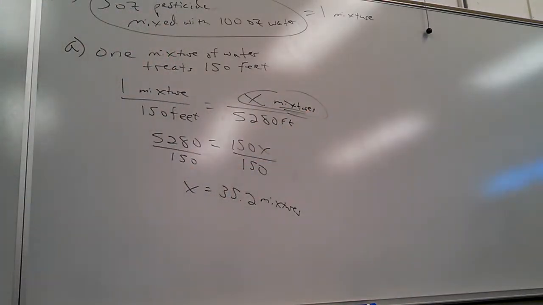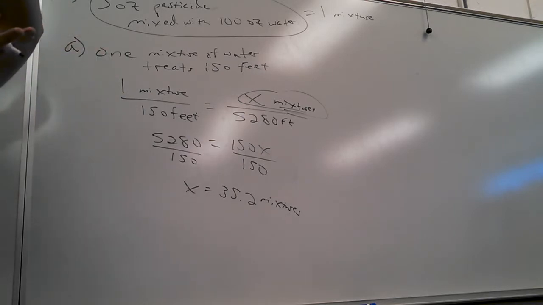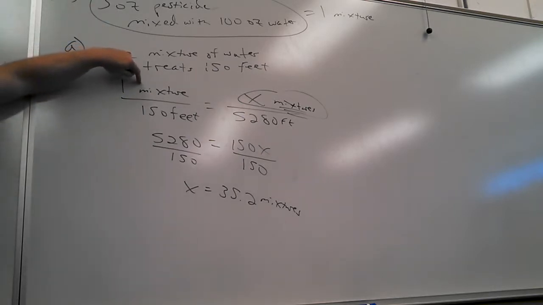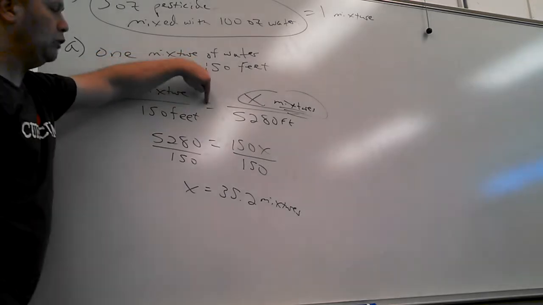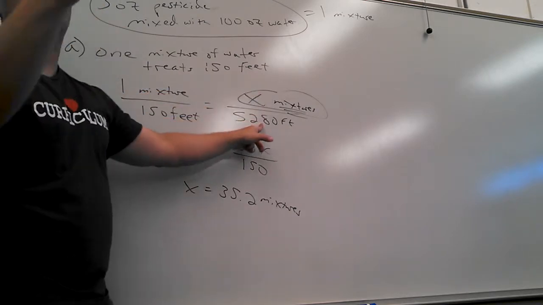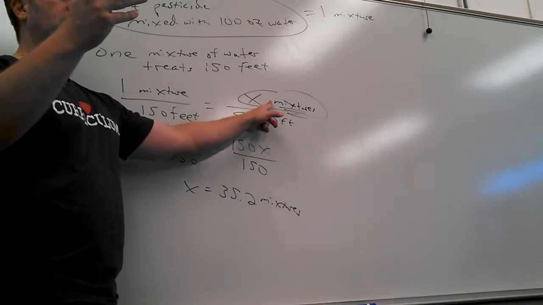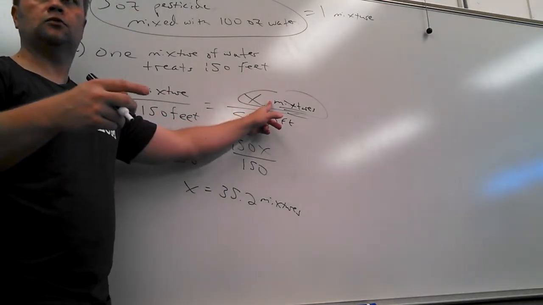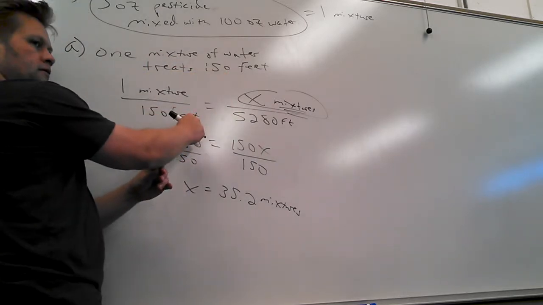Now, let me just stop right there. You know how to set up ratios. Most of you guys were able to set the ratio up correctly. It's not difficult. You just take what they tell you and make it into a ratio. You just put it over each other. One mixture for every 150 feet. Then you set that equal to the situation you're in. Well, I have a whole mile to treat. It's going to take me a while. How many mixtures do I need to make before I head out there and spray all this stuff out there? That's the mixtures to feet.